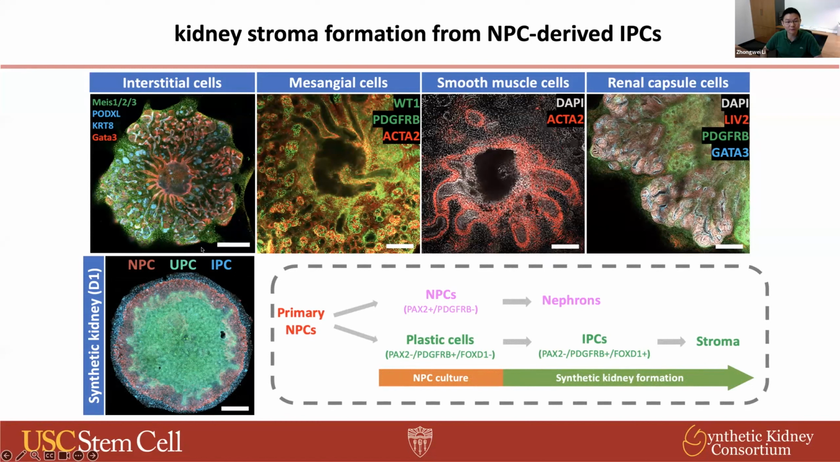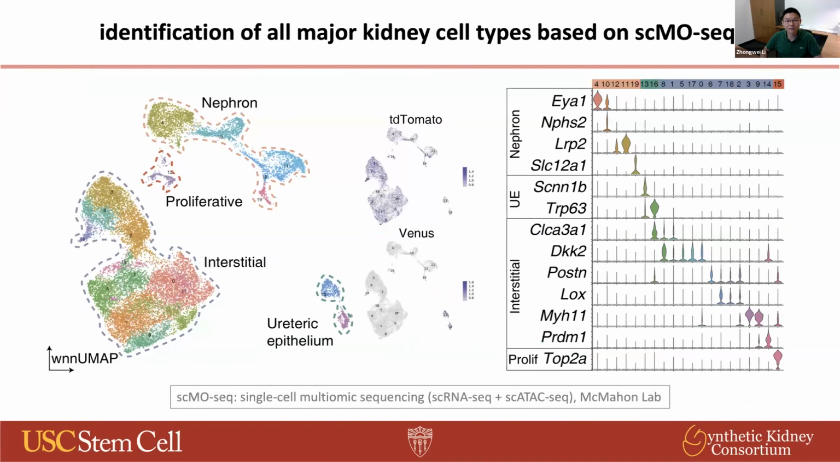And eventually the formation of the complete nephrogenic niche containing 3 different progenitor cells generate a whole collecting duct system, nephrons, and stroma. Dr. McMahon helped perform single-cell multi-omic sequencing to confirm the presence of nephrons, collecting duct, and the various types of stroma cells in the synthetic kidney.